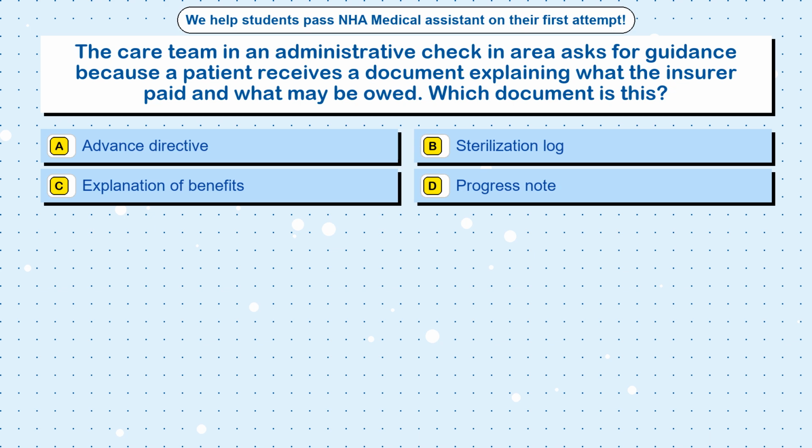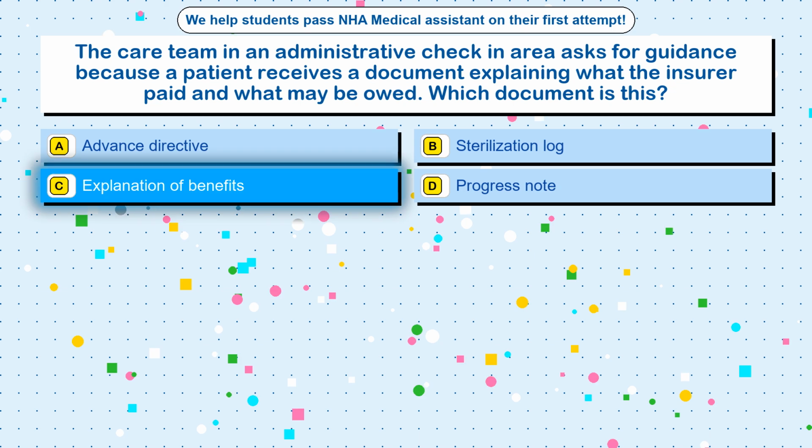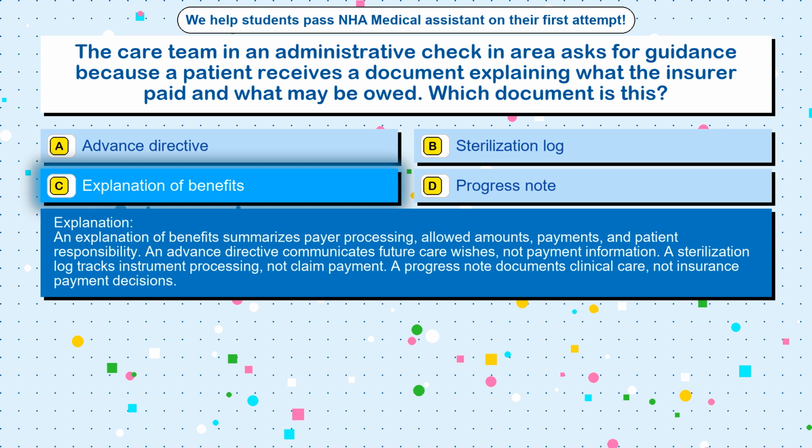Option C. Explanation of benefits. Option D. Progress note. The correct answer is option C. Explanation of benefits. An explanation of benefits summarizes payer processing, allowed amounts, payments, and patient responsibility. An advance directive communicates future care wishes, not payment information. A sterilization log tracks instrument processing, not claim payment. A progress note documents clinical care, not insurance payment decisions.